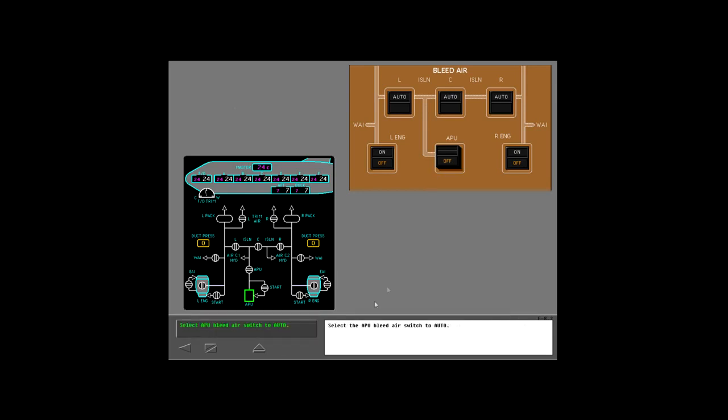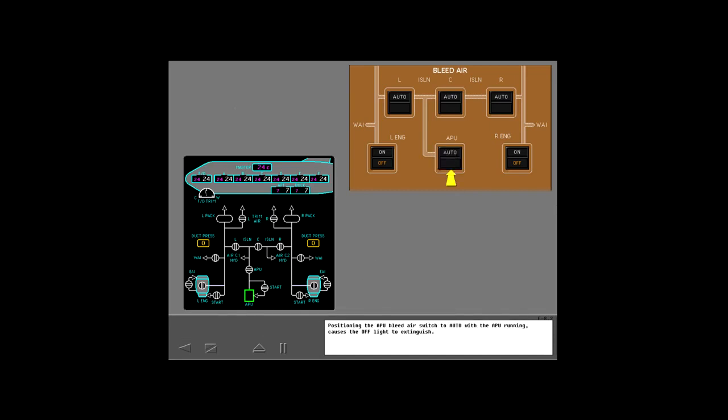Let's use the air synoptic to see how the system works. Display the air synoptic. The APU bleed air switch is normally left in the auto position for automatic operation. Select the APU bleed air switch to auto.